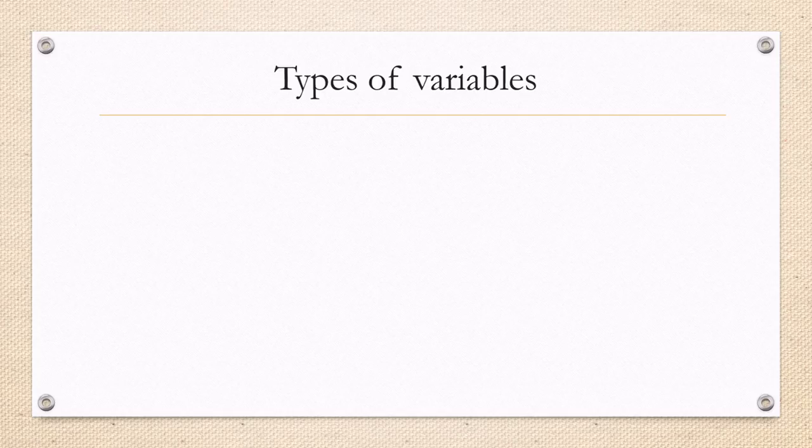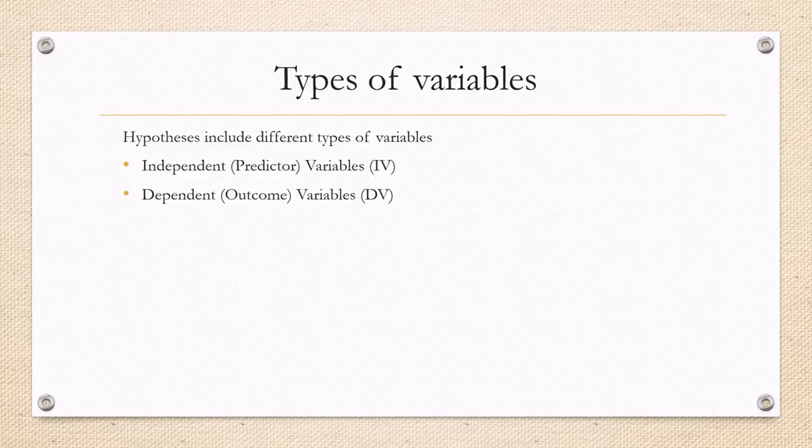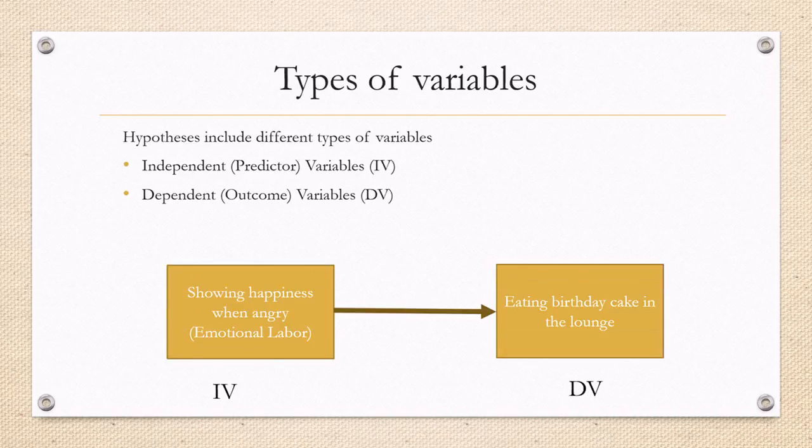Before I move on to study designs, however, I want to talk briefly about terminology we use for variables in our hypotheses. I'm sure you've heard the terms independent and dependent variables. An independent variable, or IV, is one that is controlled by the experimenter, while a DV, or dependent variable, is one that is measured by the experimenter. It is the outcome of interest. Let's look at our self-control hypothesis.